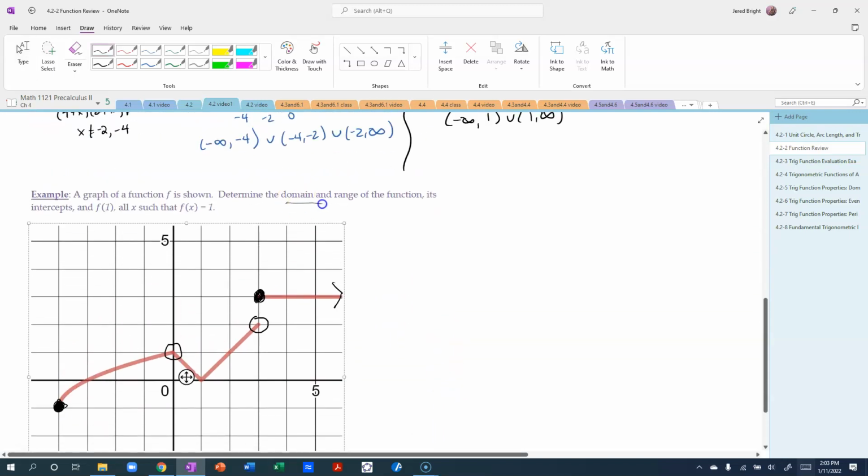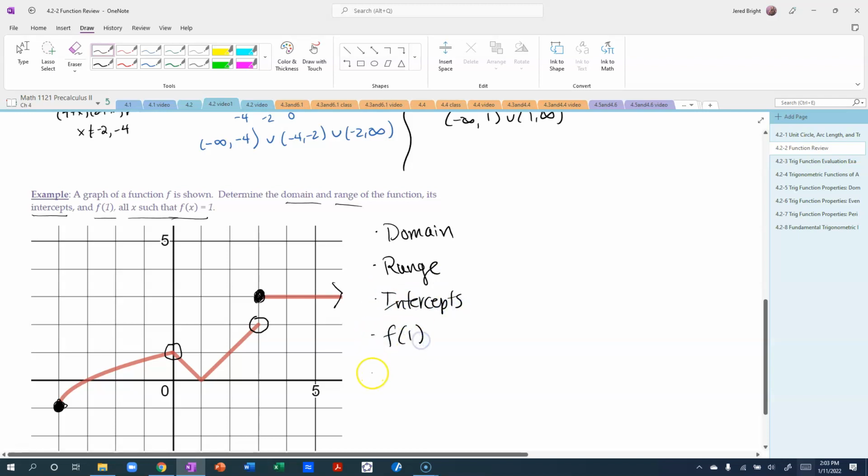Domain, range and intercepts, and find f of 1 and all x such that... okay, we got a lot to do. So we got domain. I'm just going to make a list so I remember: domain, range, intercepts, f of 1, and I need to find x such that, that's my abbreviation for such that, f of x is equal to 1. Okay, so let's tackle these one at a time.